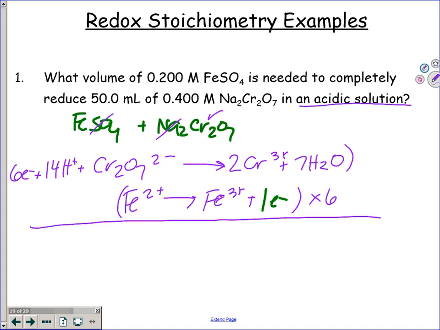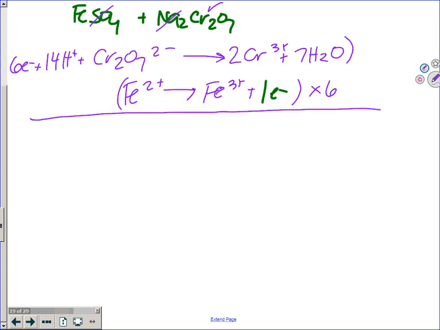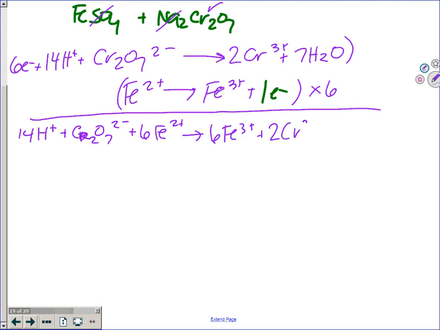All right, so this is the part where I told you, normally in stoichiometry problems, or titration questions, you just kind of write your reaction out. This is where I have to predict my products first, and then I have to balance it out. So I know the 6 electrons are gone, so we have 14 H pluses plus dichromate. Keep wanting to write oxalate. 6 iron 2 pluses yield 6 iron 3 pluses, 2 chromium ions, and 7 waters. We good here?